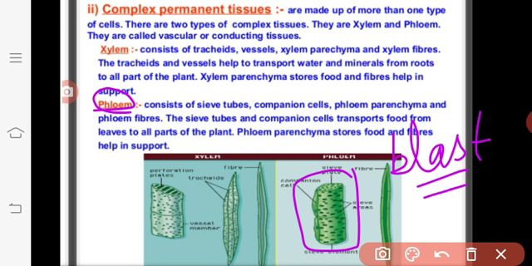Phloem is made up of 4 types of elements. Which elements? First is sieve tube, second is companion cell, third is phloem parenchyma, and fourth is phloem fiber. Now we start from the first.